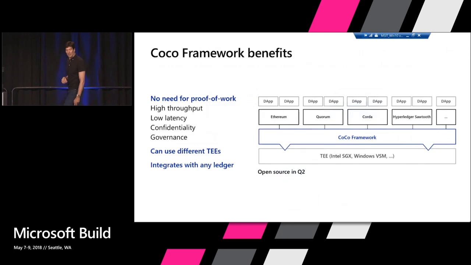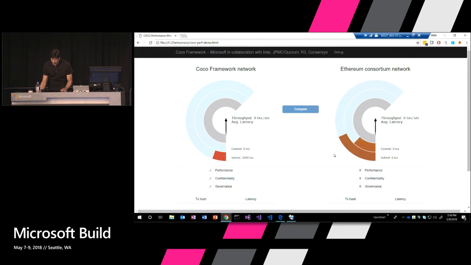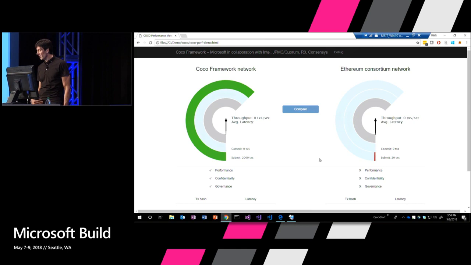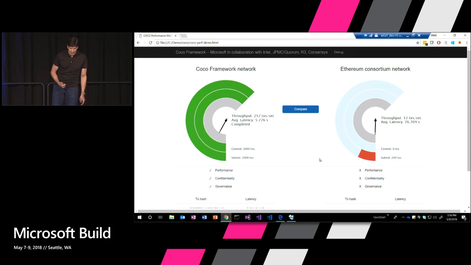So I'm going to show you a really quick demo of public Ethereum versus COCO-enabled Ethereum executing 2,000 transactions that have been recorded off the public Ethereum network. You can see that the COCO network has actually just completed them all, and it's executed at about 1,600 transactions per second. You see the average latency is 5 seconds. Actually, it should be less than that. There's something wrong with the UX. All right. Typically, what we see is 1,600 transactions per second, and you can see the Ethereum side.